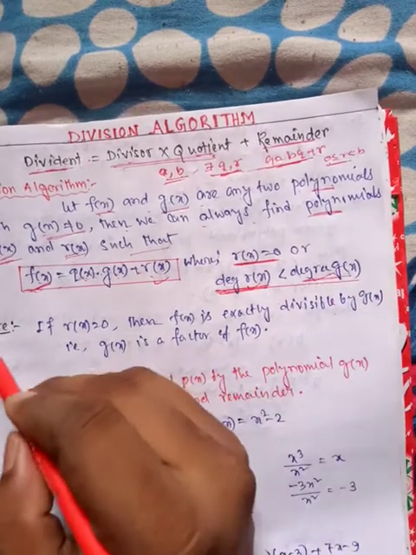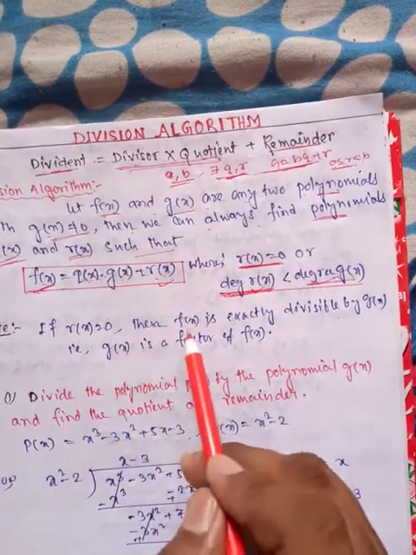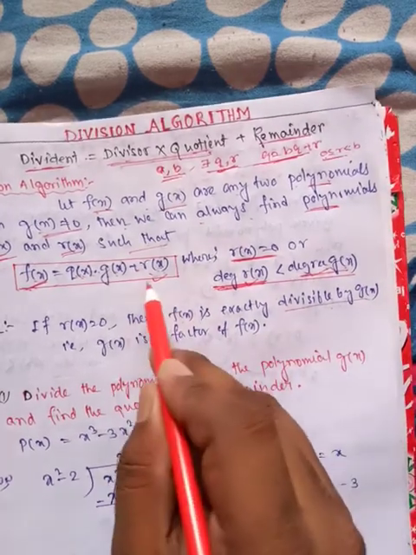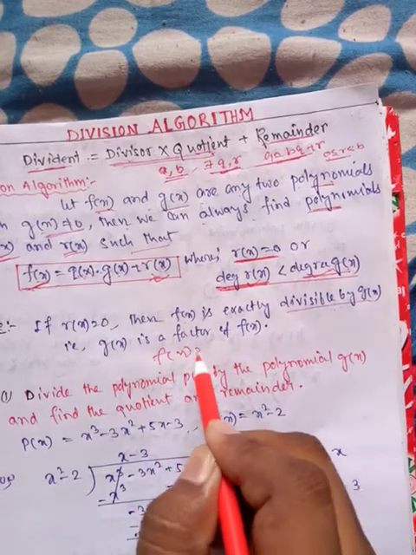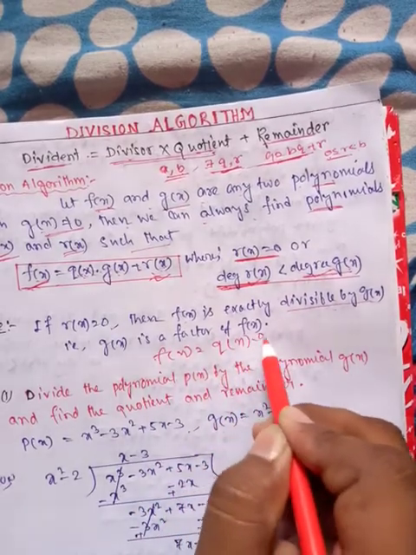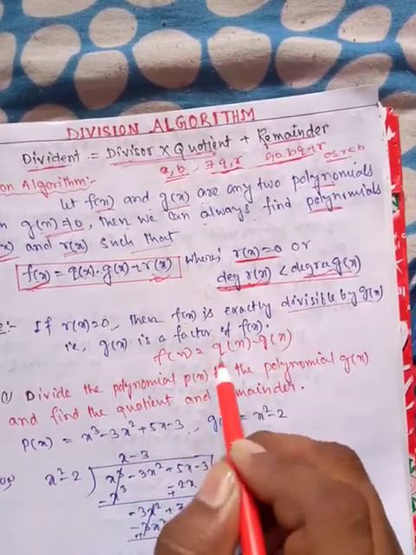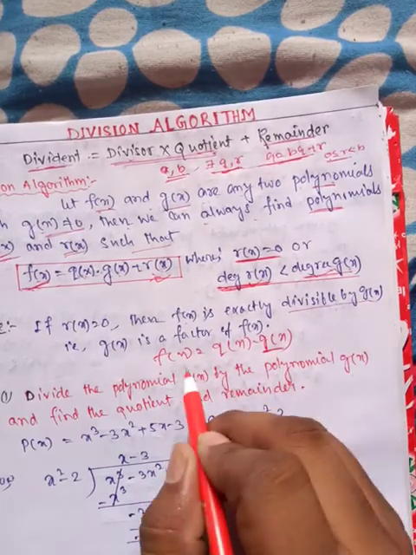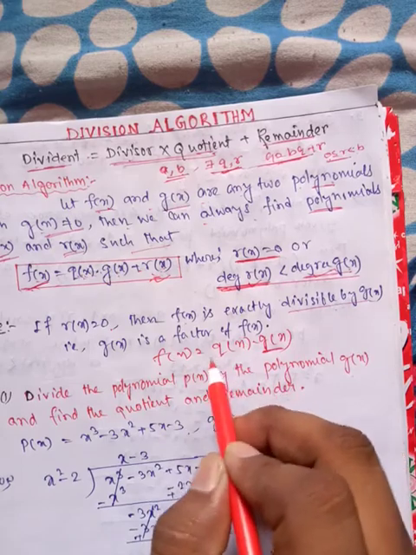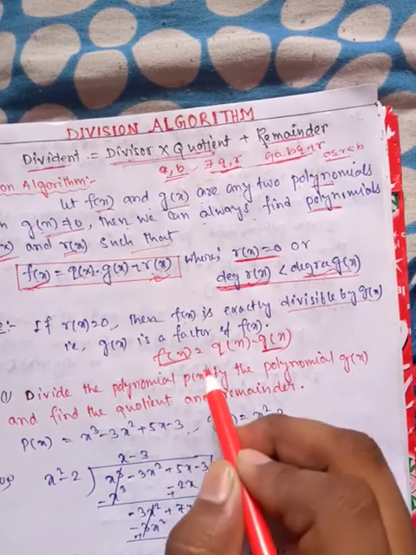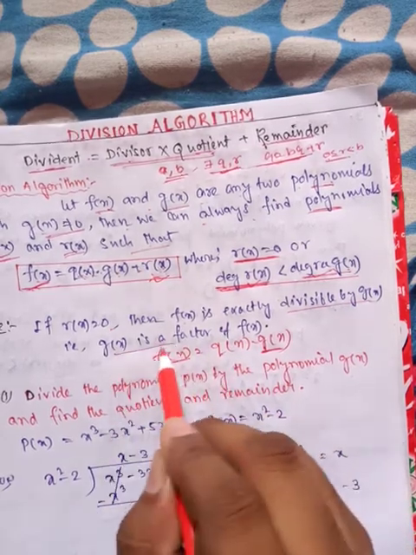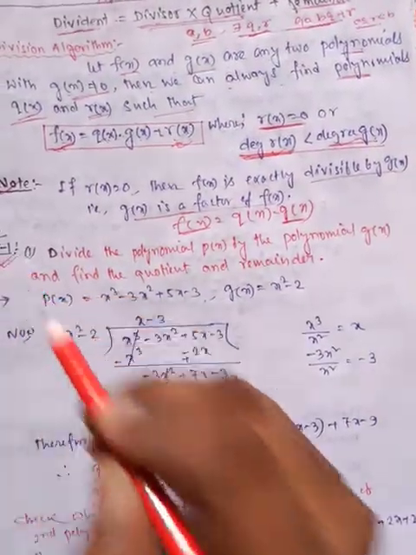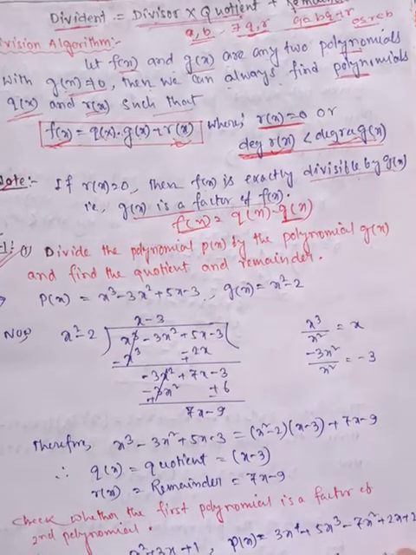Okay. So note, if r(x) equals 0, then f(x) is exactly divisible by g(x). When r(x) equals 0, then you can write f(x) equals q(x) into g(x). So from that you can say that g(x) exactly divides f(x). So you can say g(x) is a factor of f(x). Now we are going to discuss some examples for this lemma.